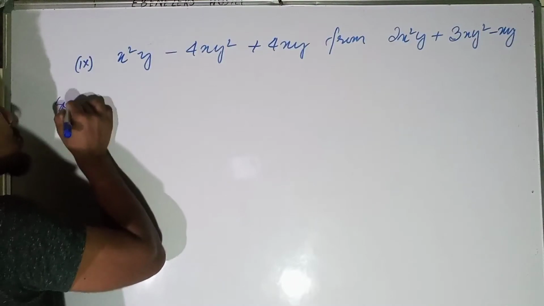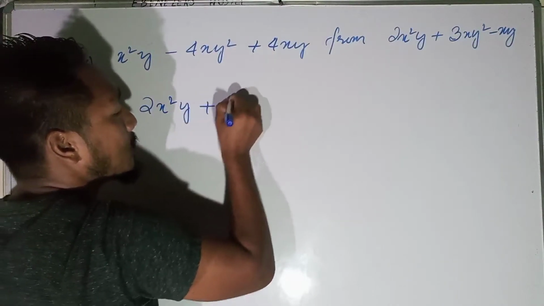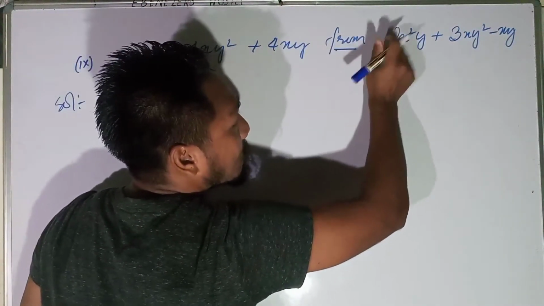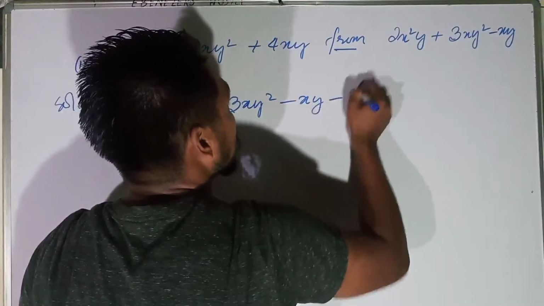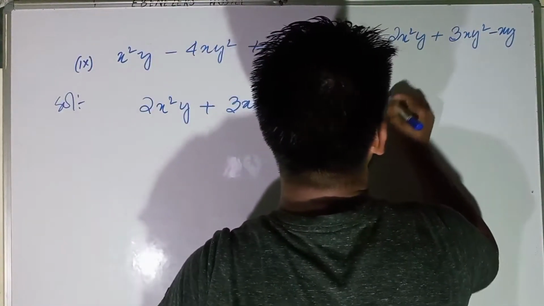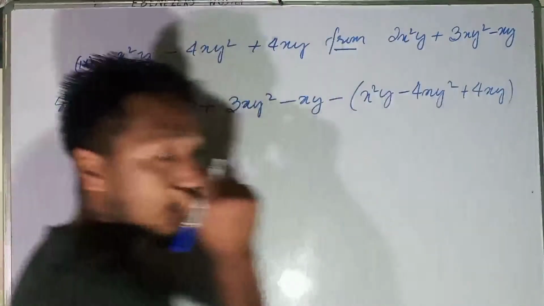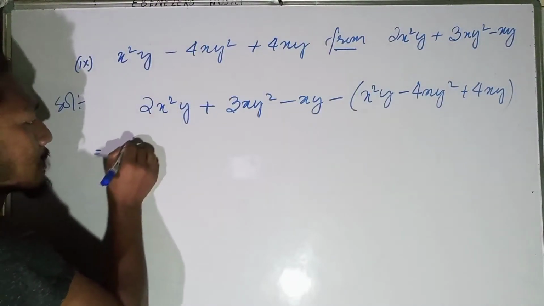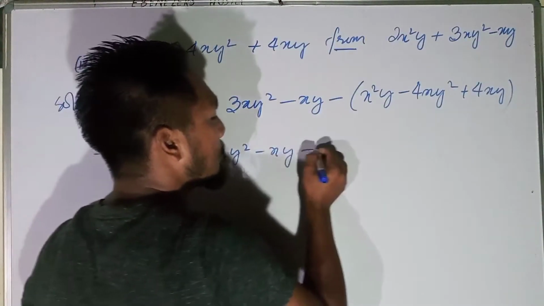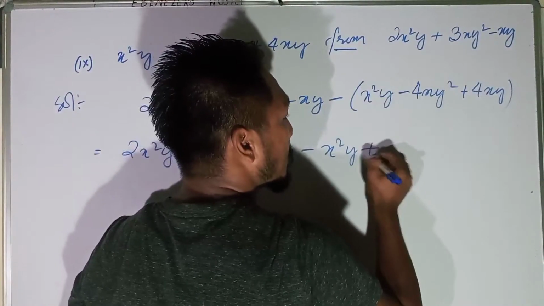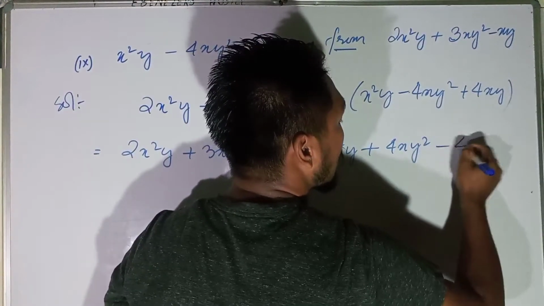Okay, so same thing here. The second expression, that one we will write in front. Whenever from is there, that is the second expression. Rather, if the word from is there, the second expression should always be written in front. Minus bracket close, then we will write the first expression, x squared y minus 4xy squared plus 4xy. Now I open up the bracket, 2xy plus 3xy squared minus xy, open up the bracket, minus xy, minus and minus will become plus 4xy squared, minus and minus will become plus, minus and plus will become minus 4xy.